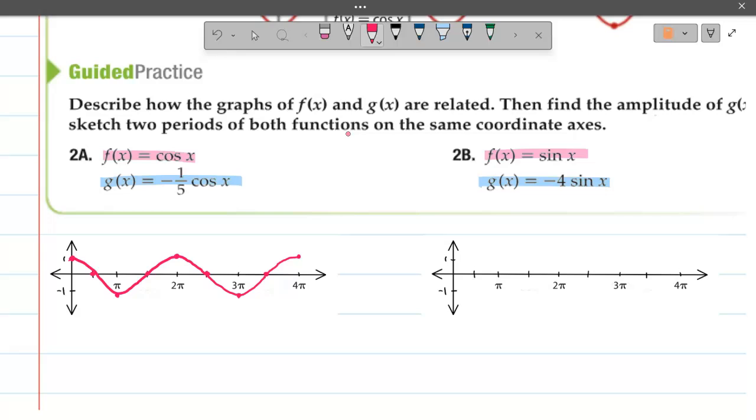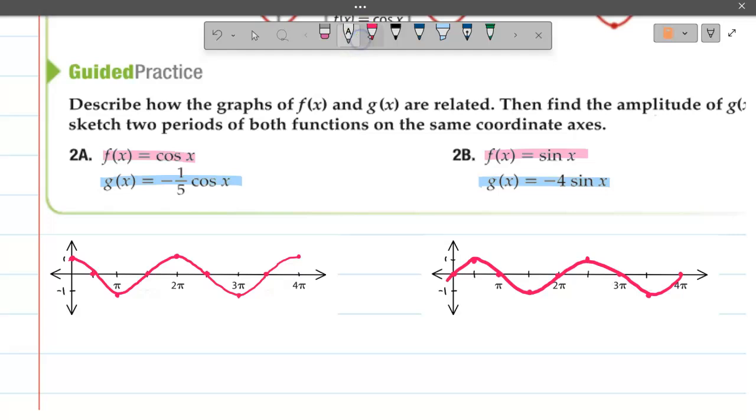Sine does go through the origin. Starts at 0, goes up to 1, back to 0, down to -1, up to 0, up to 1, 0, -1. And again, connecting these points, we have a sketch of our sine function.